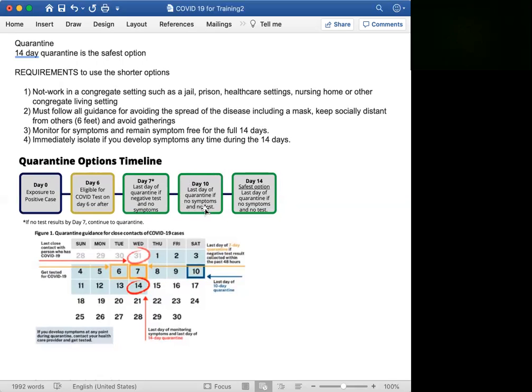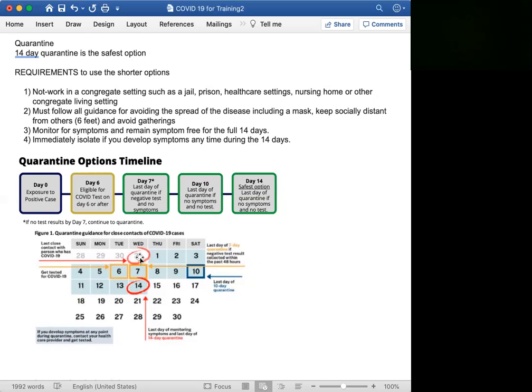There's an additional 10-day no test option, which means that you could monitor yourself for that full 10 days. If you didn't develop symptoms, you could be released on day 11 and then continue to monitor through day 14 for any symptoms. Should you develop any of those symptoms, and we'll talk about what the symptoms are in just a minute, immediately isolate if you develop symptoms at any time.